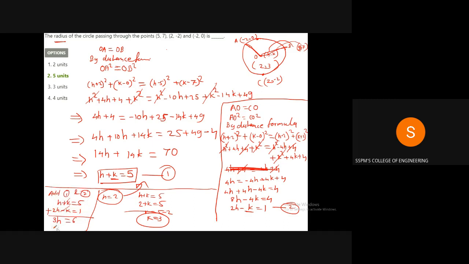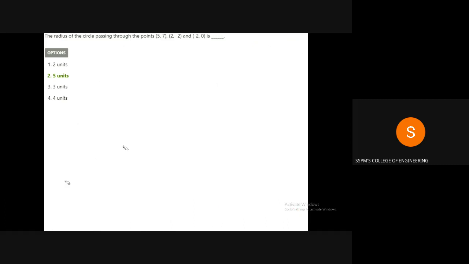I will erase everything first. So this was our circle. Now we found out the center was (2, 3), and we can take any point. For any point we can solve it. So we'll solve for the point (-2, 0). So the distance between this point and the center is equal to what? It is r. Therefore radius can be solved as, radius is equal to what?